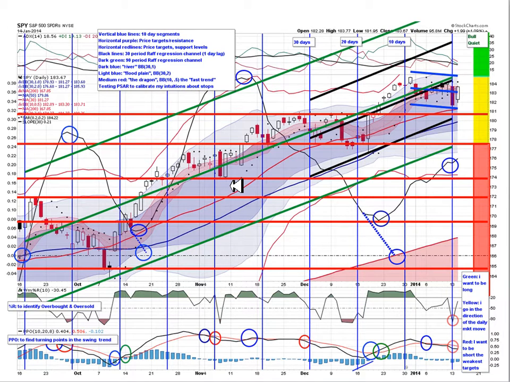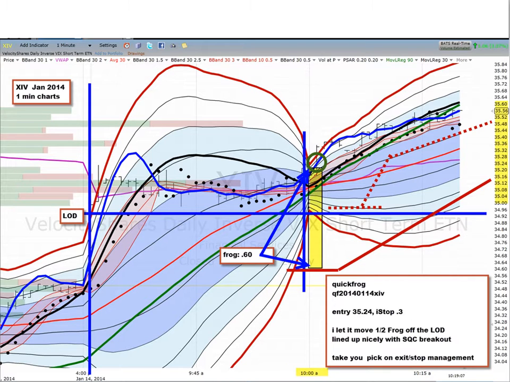Those are the kinds of days that the frog system really is going to do well, because it takes advantage of the intraday trend in a very disciplined manner. Now, this is an example from January 14th, 2014. The symbol is XIV, the inverse volatility ETF. It's a QF, meaning quick frog, meaning that we're going to wait 30 minutes into the trading day before we make our move.